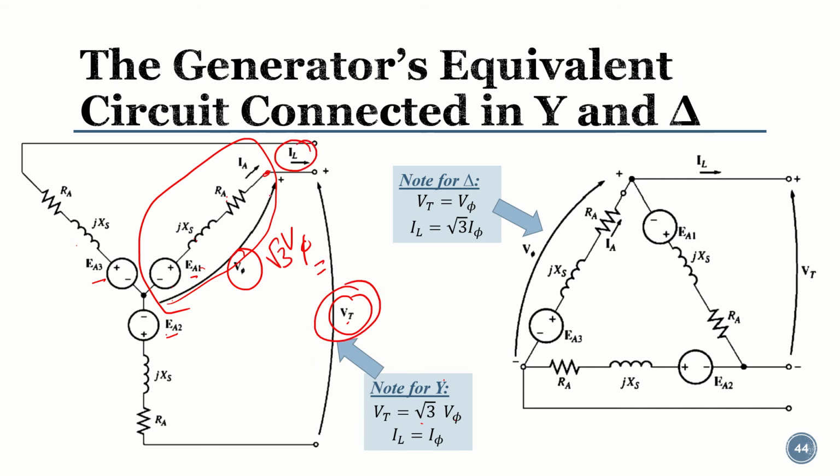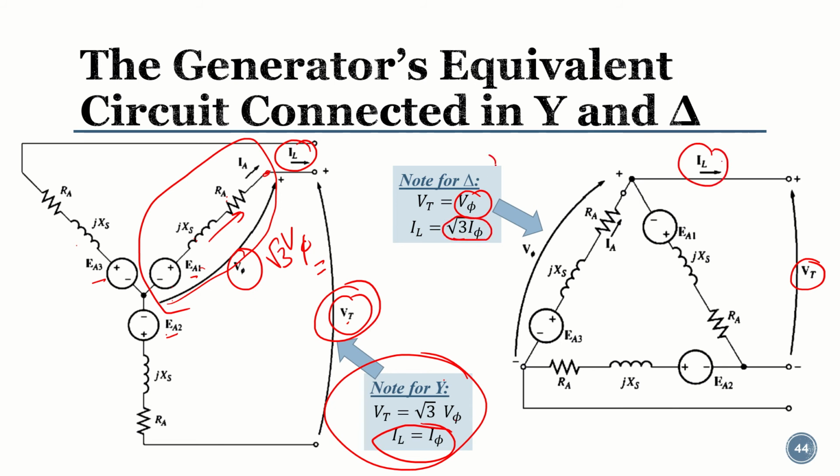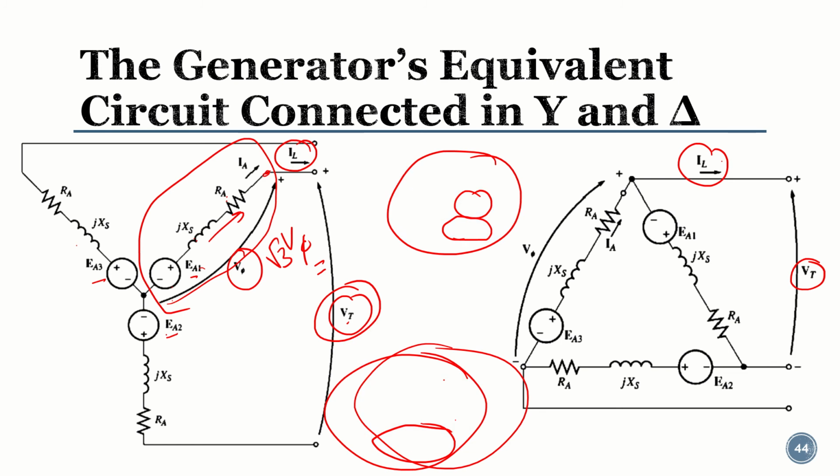And the line current is basically the same as the phase current in the Y configuration. So these are the basics for the Y. And for delta, we know that the terminal voltage will be the same as the phase voltage. Here the difference is that the line current will be root 3 times the phase current. So these are very important, basic relationships for the Y and delta cases. So this was about the equivalent circuit of the synchronous generator.